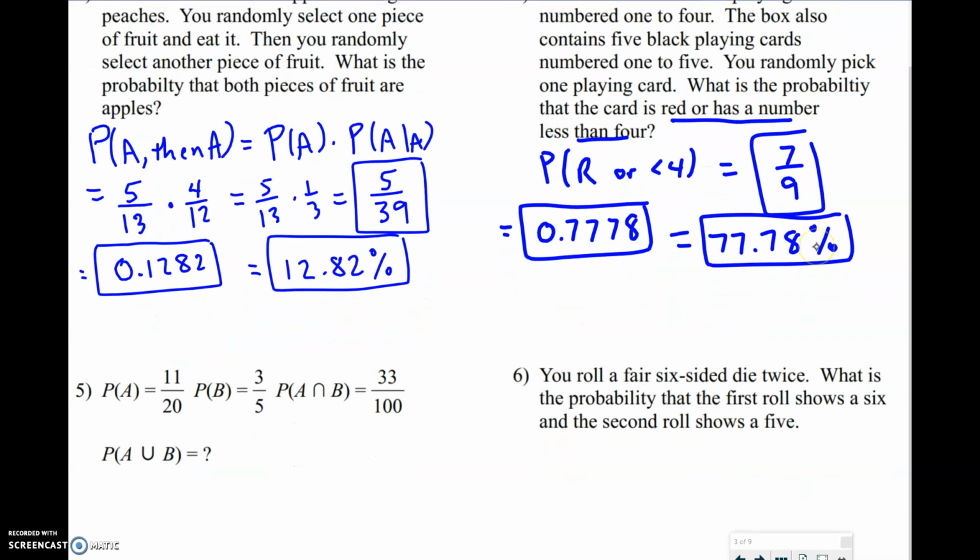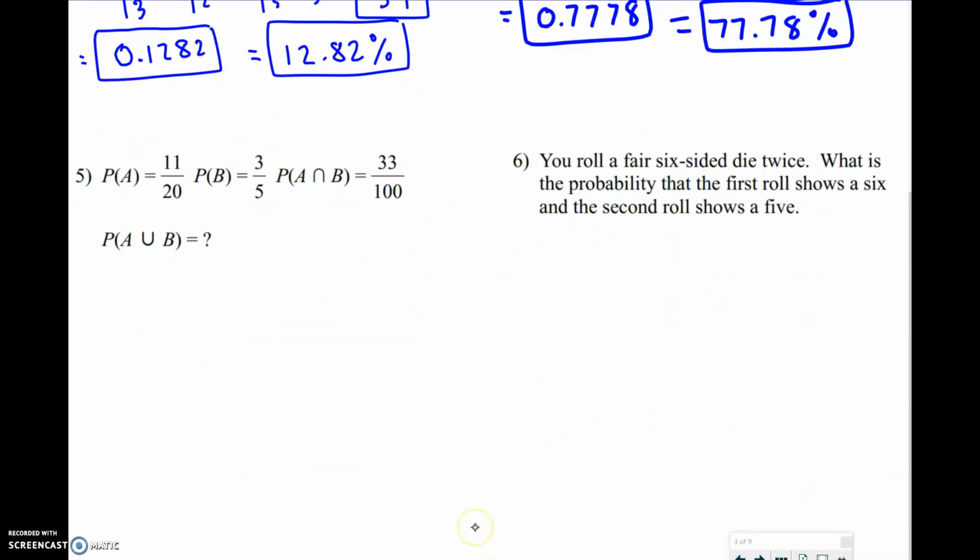Okay, problem number 5. Probability of A or B. Remember, this is the or, this is the and. So the probability of A or B is equal to the probability of A plus the probability of B minus the probability of both. That was the rule that we learned in our probability unit.